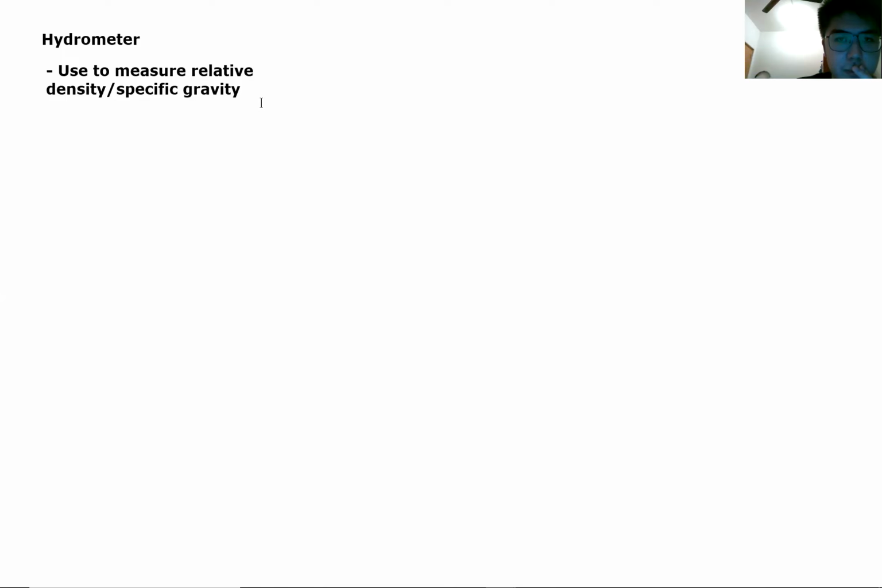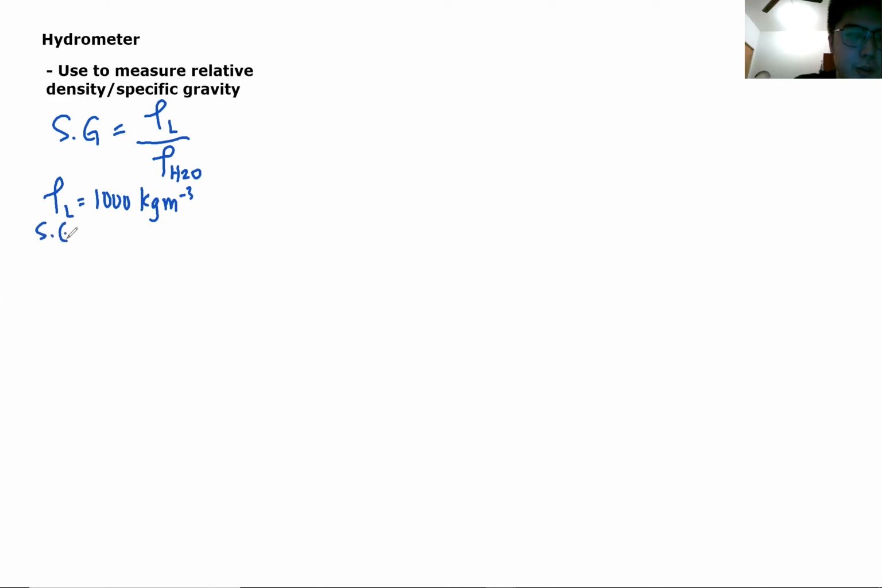For example, the formula for this is SG, I just write specific gravity. SG, the relative density, equals the density of the liquid that we want to measure divided by the density of water, H2O. This is specific gravity. For example, if your liquid density is 1000 kg m^-3, what is the specific gravity? 1000 divided by 1000, water is also 1000, right? So you get 1. So SG is 1, meaning that it is equal to the density of water.